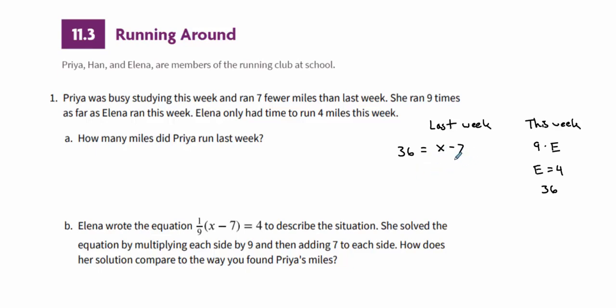So let's figure out how much she ran last week. So we're going to add 7 to both sides. So x is equal to 43. So she ran 43 miles last week.